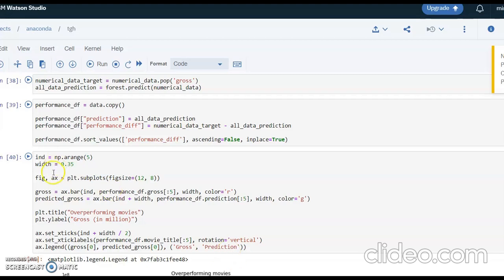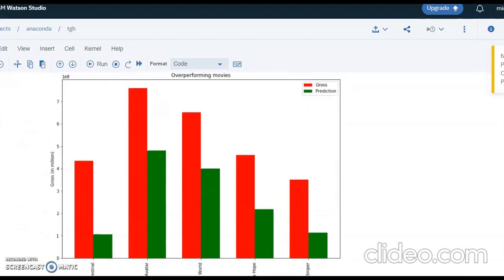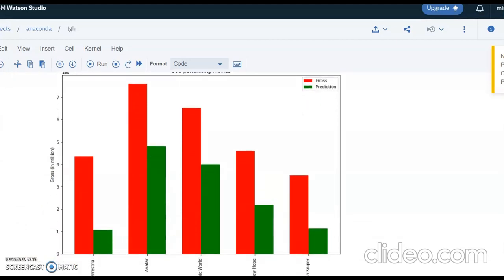I am setting the title to overperforming movies and then the Y label to this, and I am going to see the movies that are overperforming using my forest regressor function, and the final product should be this. So the overperforming movies, the gross is higher than the predicted gross.